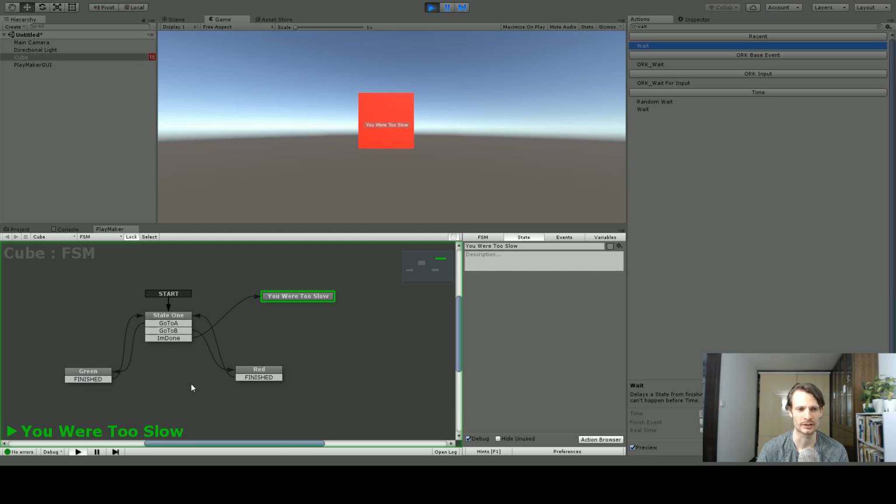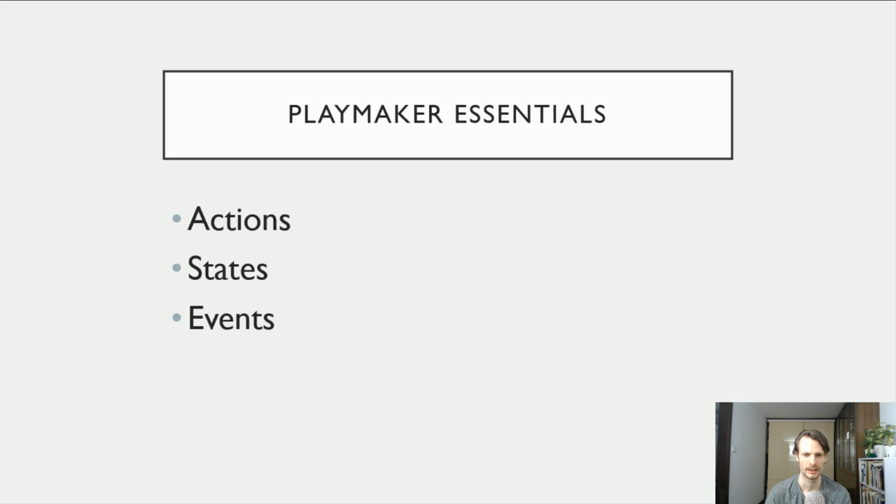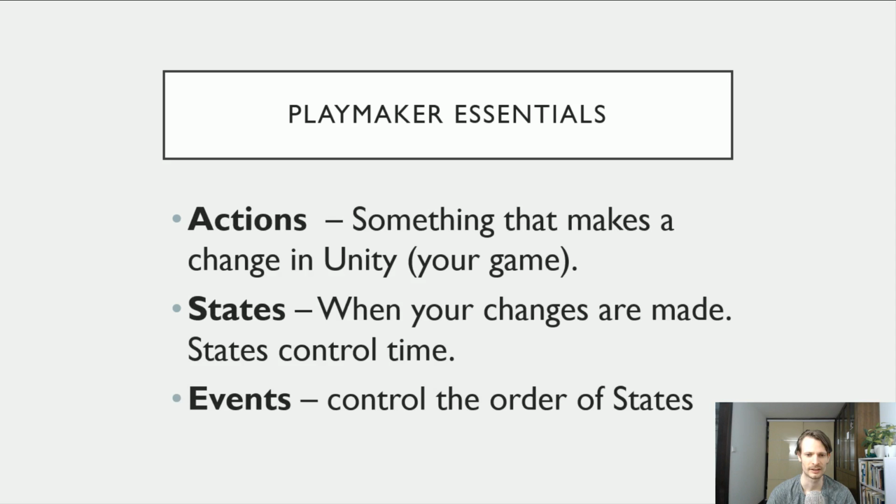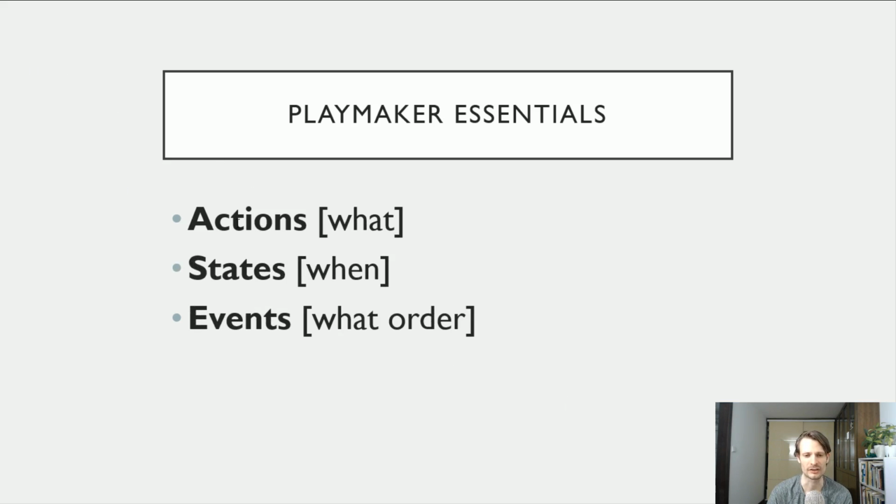So let's go back to our description that we looked at the very beginning. The Playmaker essentials are this: actions, states, and events. So actions are something that makes a change in Unity. So it's something that changes our game because we want changes to happen. States are when our changes are being made, and so states control time, and events control the order of those states. So lastly, actions are what happen, states are when they happen, and events are in which order.